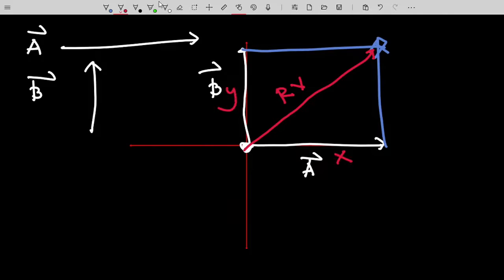Now I want you to remember that the parallelogram method is only applicable when we do have two vectors. But when we have three or more vectors, the parallelogram method is not applicable, and we can only do the head to tail method. Now let's try to have another example.